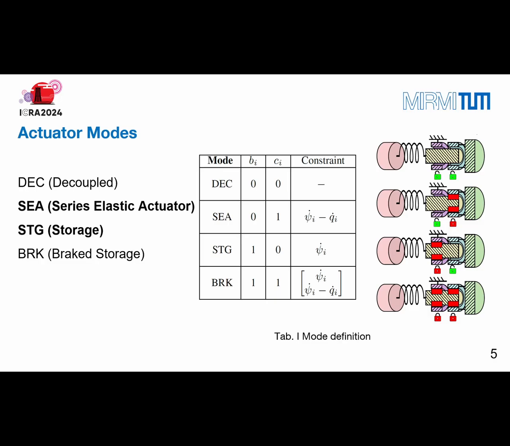Before we move on to the experimental results, let us quickly have a look at the actuator modes. There are two main modes, SEA, Series Elastic Actuator, where only the clutch is engaged, and STG, Storage Mode, where only the brake is engaged and the link is decoupled.